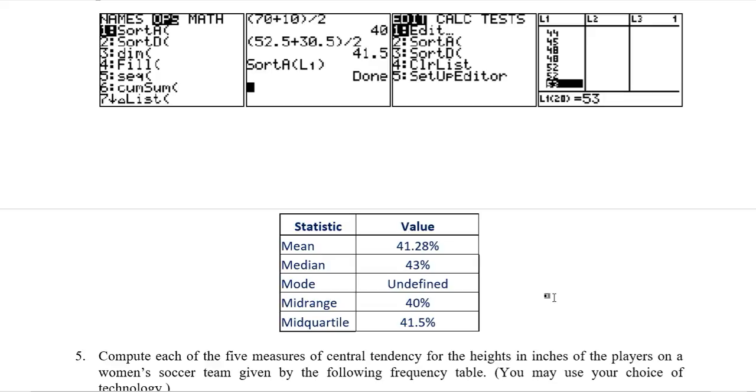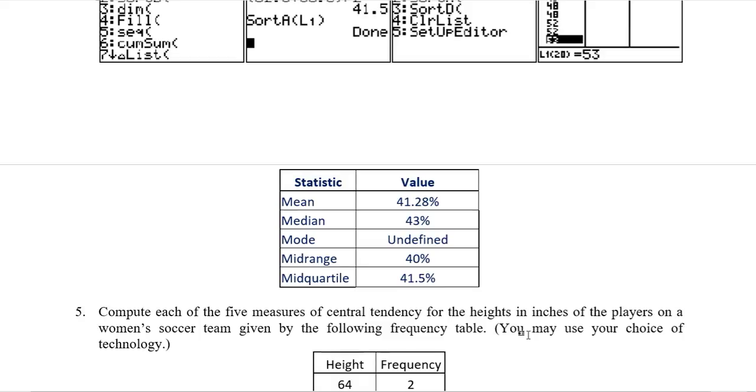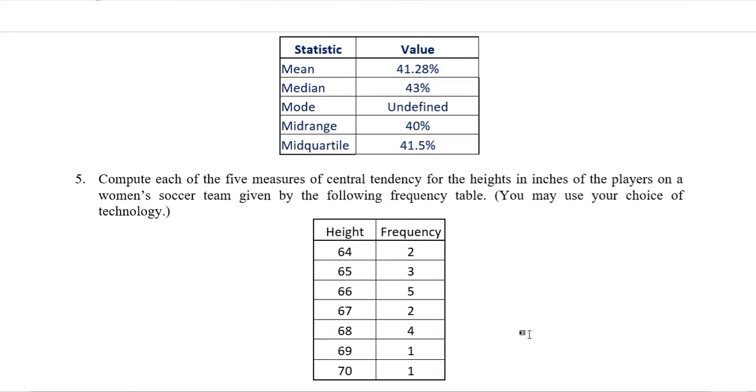Okay, how about another example? Compute each of the 5 measures of central tendency for the heights in inches of the players of a women's soccer team given by the following frequency table. And you can use technology if you want. So here we have heights and frequencies. What this means is we have 2 that were 64 inches tall, 3 of the players were 65 inches, 5 of the players were 66 inches, and so forth, with the tallest one being 70 inches.